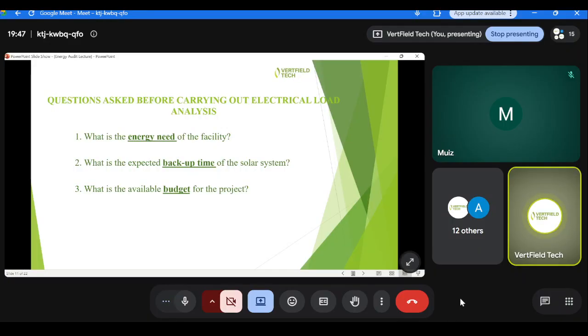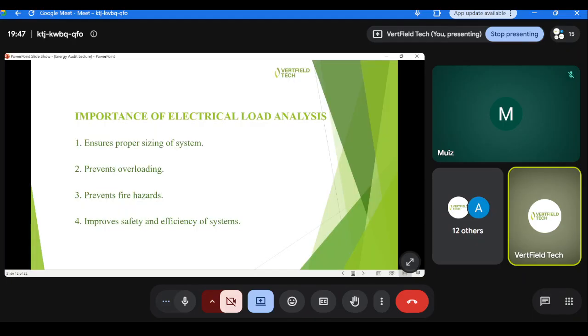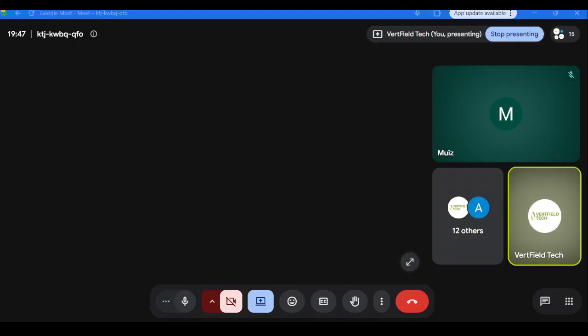Importance of solar electrical load analysis. It ensures proper sizing of your system. It prevents overloading, it prevents fire hazards, and improves safety and efficiency of the solar system.